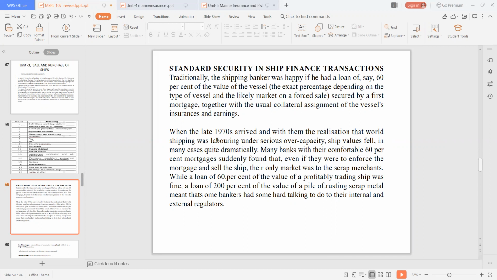So many bankers with comfortable 60% mortgages suddenly found that even if they were to enforce the mortgage and sell the ship, their only market was the scrap merchants. So those are some of the problems.